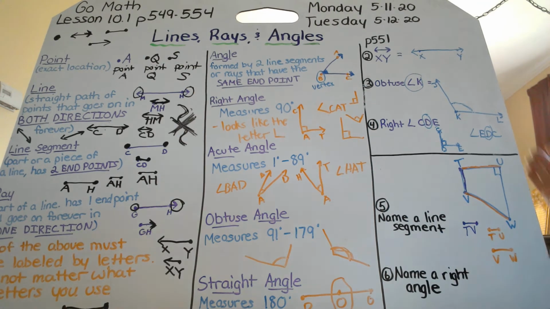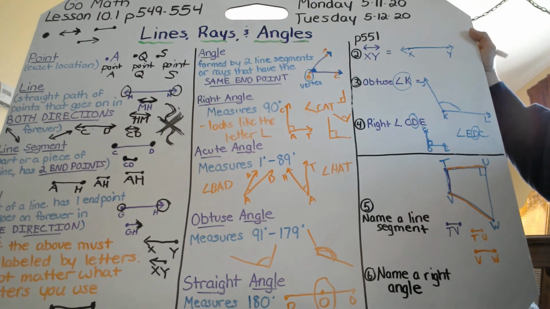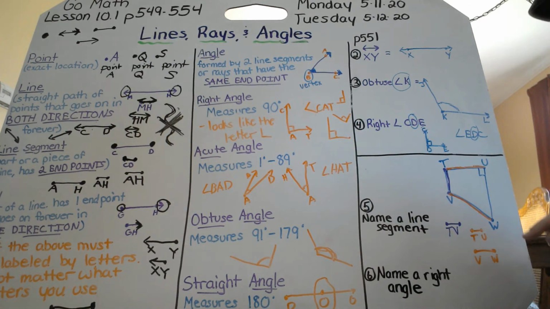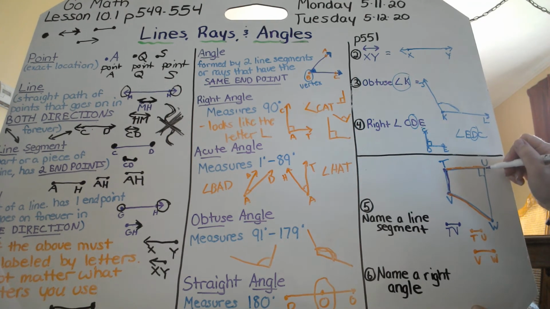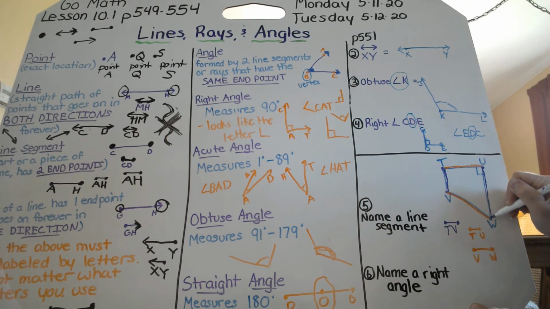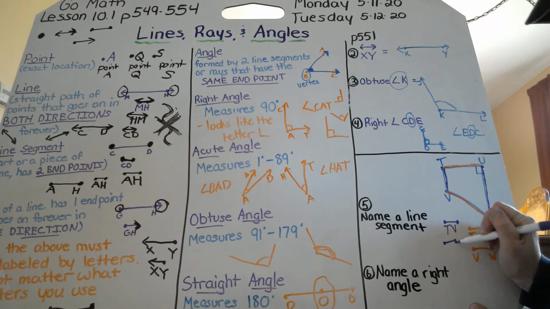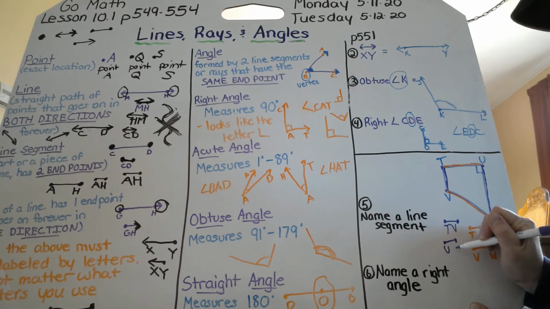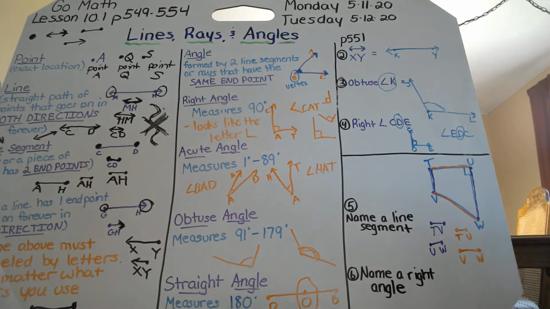VW. Now, when I'm writing them, make sure you're making your abbreviations right, so it has 2 endpoints. All right, and I think there's another line segment in there. Oh, I see it. U, here's an endpoint, and it goes down here to this endpoint, and this one can be called line segment UW or WU. Doesn't matter which way you write that.